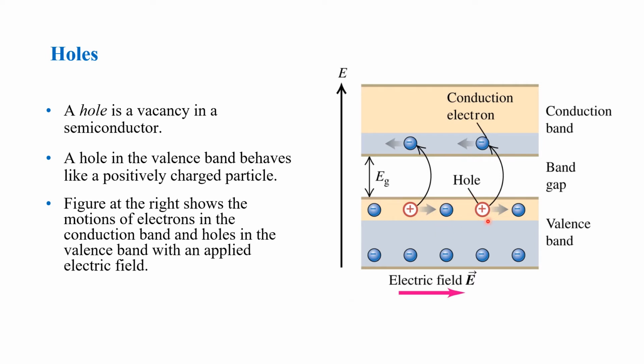The figure here shows the motion of electrons in the conduction band and holes in the valence band with an applied field. So there is already some potential difference here. And this potential difference is actually what makes your electrons able to cross from the valence band towards your conduction band. And again, once an electron is able to cross over, it leaves behind this positively charged hole.